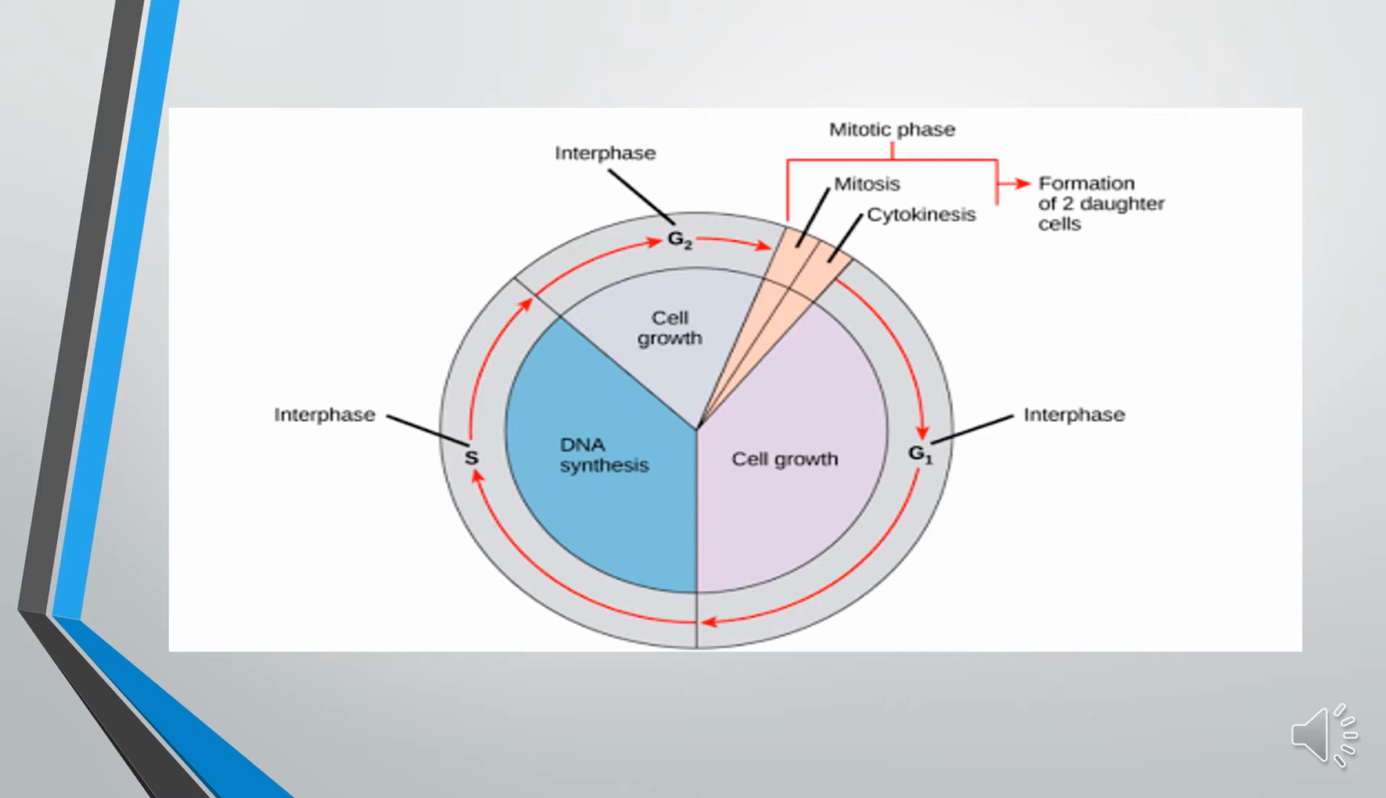And that is followed by G2, which has similarities to G1, which is cell growth, but it is more on the preparation. It is a stage more on the preparation for cell division. And these three stages, G1, S, and G2, comprise the interphase. The next phase is the mitotic phase, where mitosis and cytokinesis belong, and at the end of this process we're expecting two daughter cells.